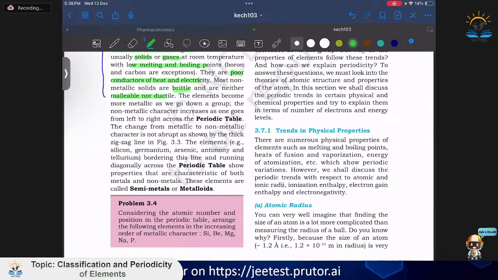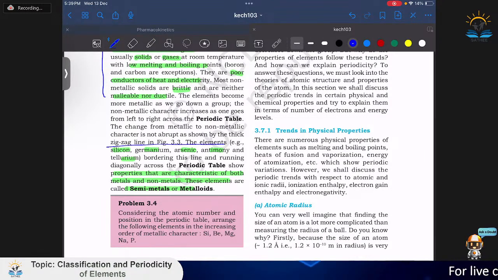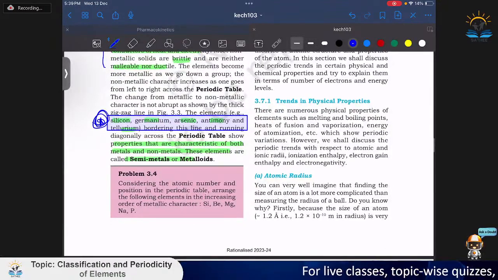So what are metalloids? Metalloids show properties that are characteristic of both metals and non-metals, and they are called metalloids. The elements silicon, germanium, arsenic, antimony, and tellurium. So this is important. You need to remember which are known as metalloids. Only these elements are called metalloids according to NCERT. Do not follow any other book. This is what you need to follow.